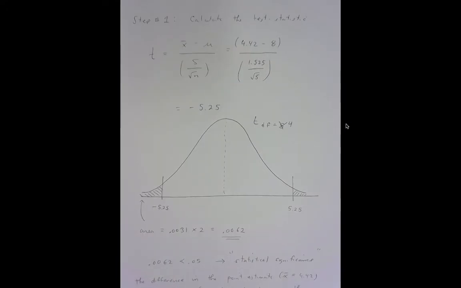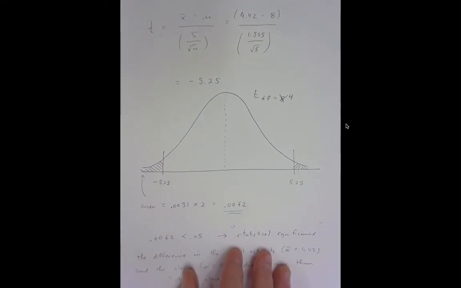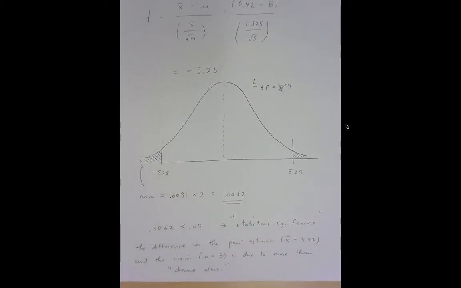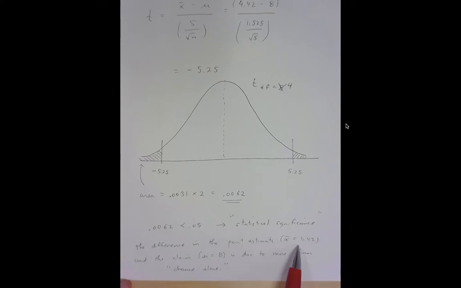So back to what can we conclude? Well, we have statistical significance because our p-value is less than our line in the sand, 0.05. So we can say that the difference between the point estimate and the claim, mu equal 8, is due to more than just chance alone.